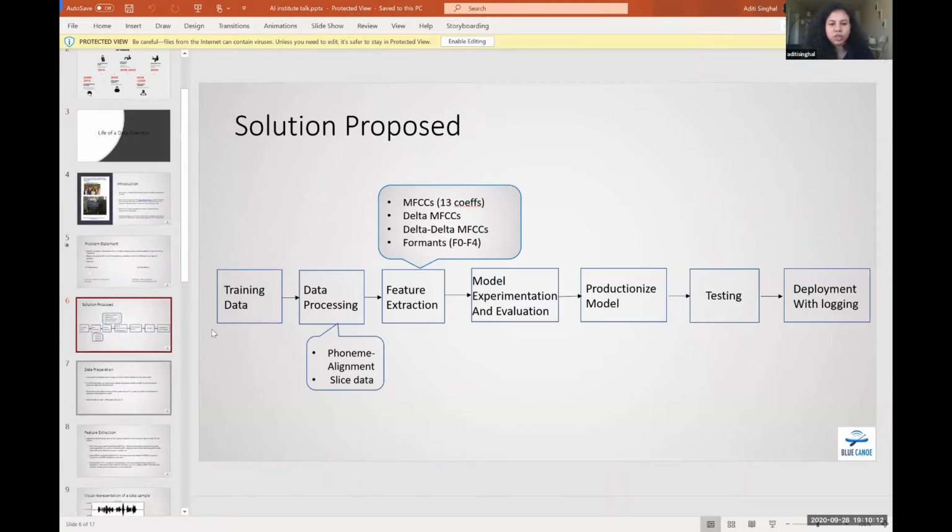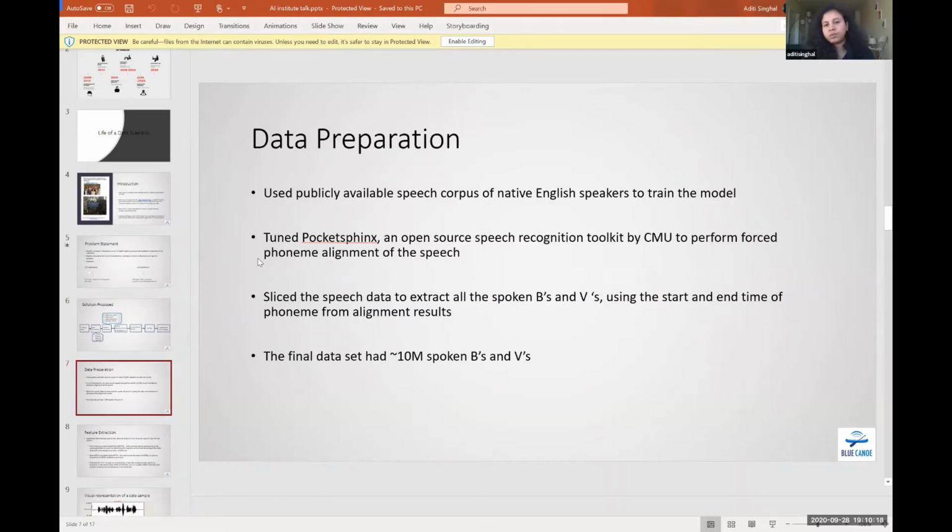Okay, moving on to the data preparation. So I'm going to be walking you through each of these boxes one by one. For data preparation, we used a publicly available speech corpus, which is called LibriSpeech. LibriSpeech is basically 560 hours of native speech.